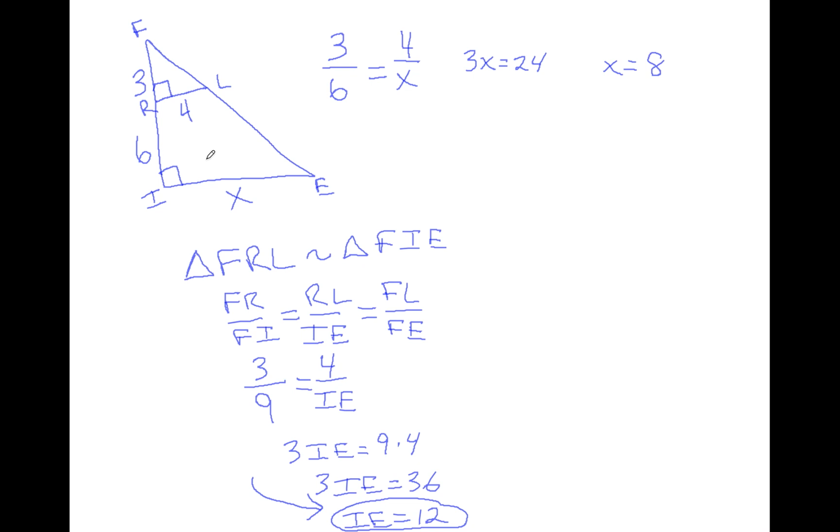Now let's say I gave you another number in here, and I told you that FL was equal to 5, and you want to find LE. Well, we can use side splitting for that. We can say 3 over 6, because of the sides being split, is equal to 5 over y. So you're going to have 3y is equal to 30, y is equal to 10. Okay? So that's the correct use of the side splitting theorem.